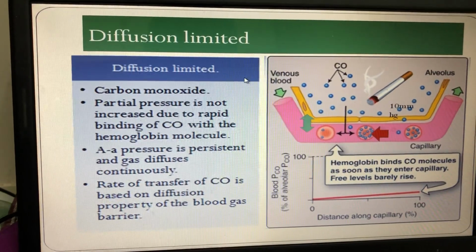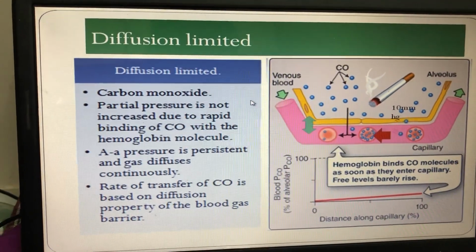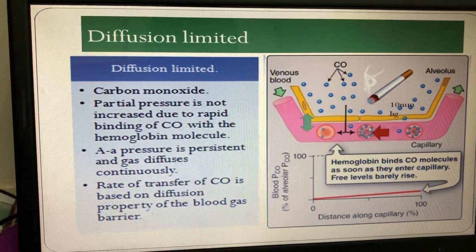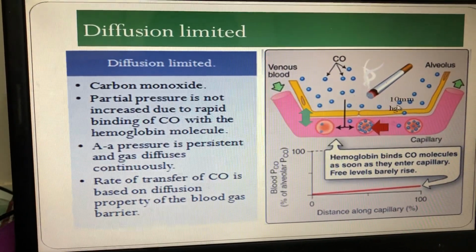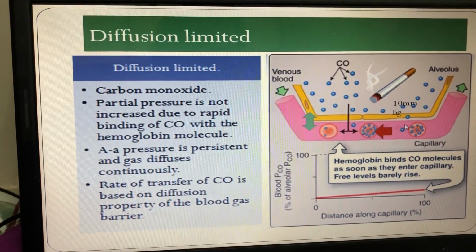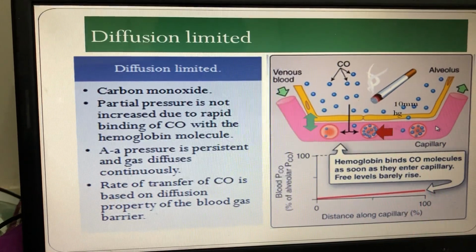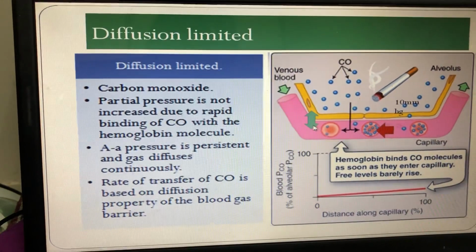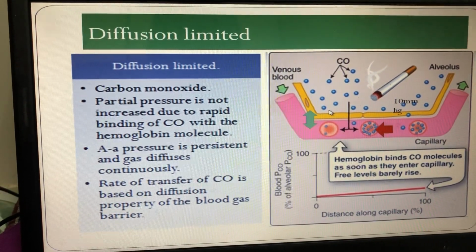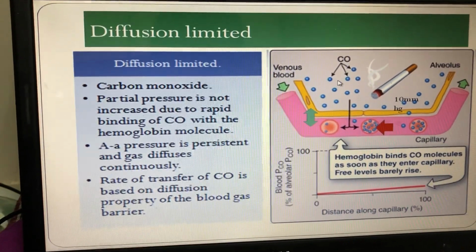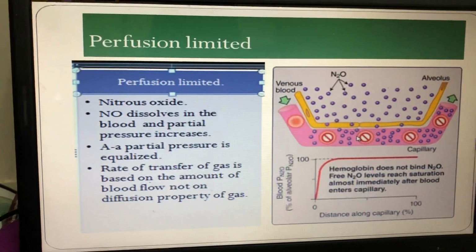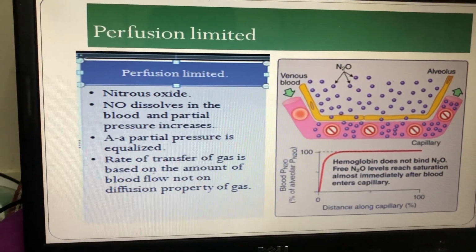For diffusion limited gases, the most important gas is carbon monoxide. The partial pressure is not increased because it is forming tight bonds, and this is going to remain at 0 in the capillary. So the pressure gradient stays high, and this pressure gradient will help in transfer of carbon monoxide from the alveolus to the pulmonary capillary. Next we'll be seeing about the perfusion limited gases.